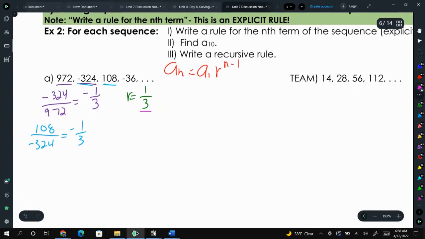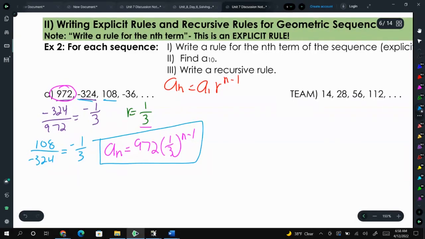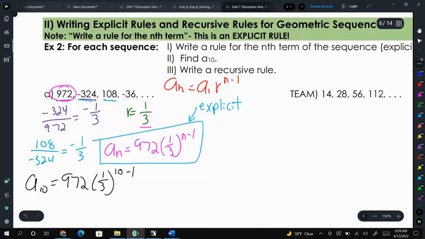So our rate is -1/3. A sub 1 is 972. That means my formula is 972 times -1/3 to the n minus 1 power. This is the explicit rule. Then a sub 10 is going to be 972 times -1/3 raised to the 10 minus 1 power.